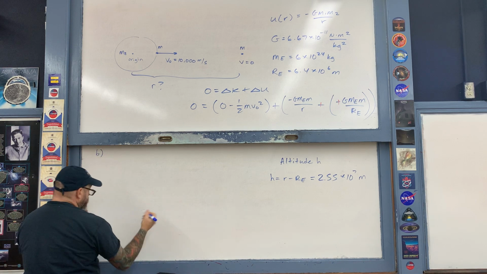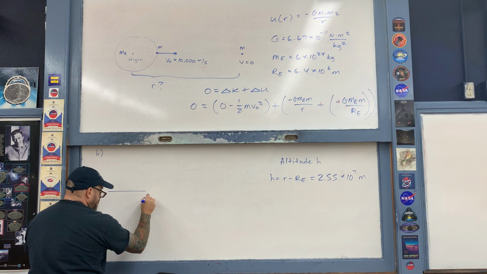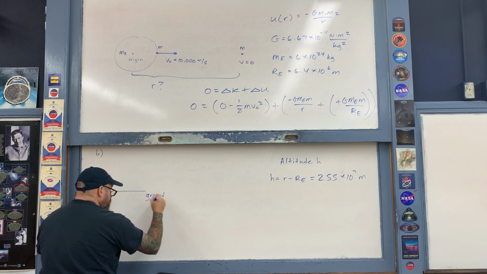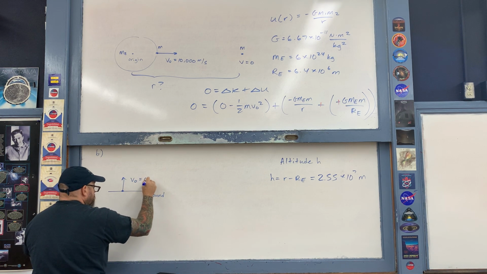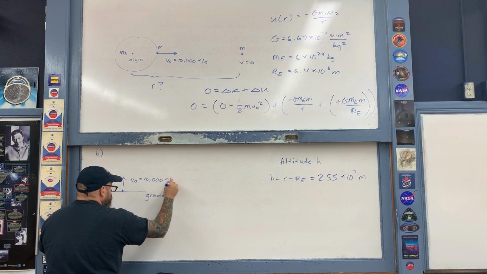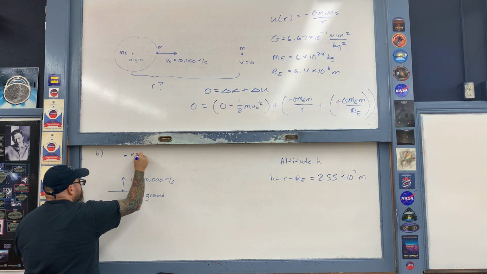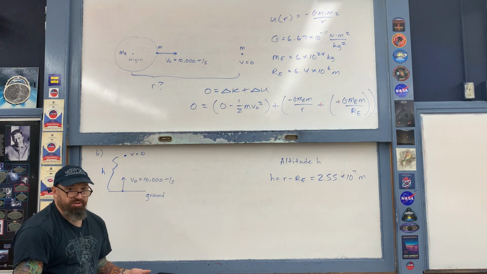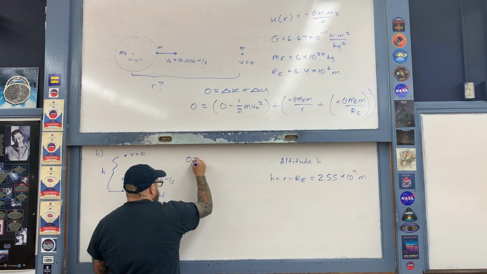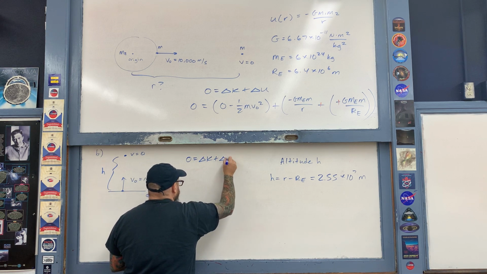Okay, so in part B we would just kind of set it up like so. So here's the ground. Okay, we treat the ground as the origin in this calculation. Here's our object thrown upwards with V naught, once again equal to 10,000 meters per second. It then ends up at rest up here somewhere like so, a distance h above the ground. And now we just set up our conservation of energy expression once again. So 0 equals delta K plus delta U.